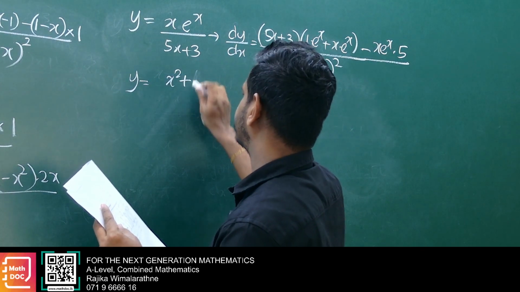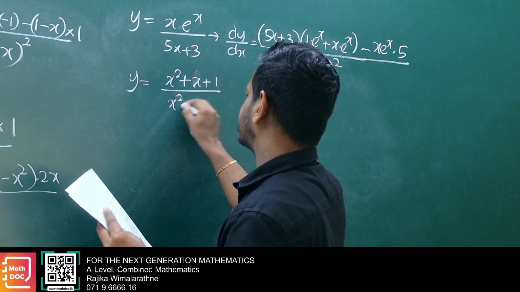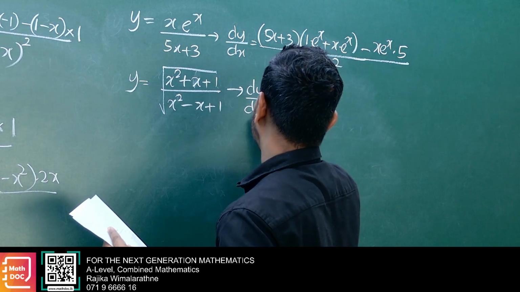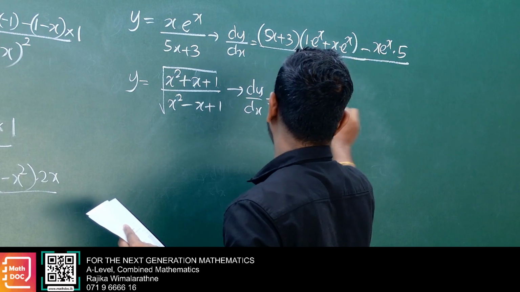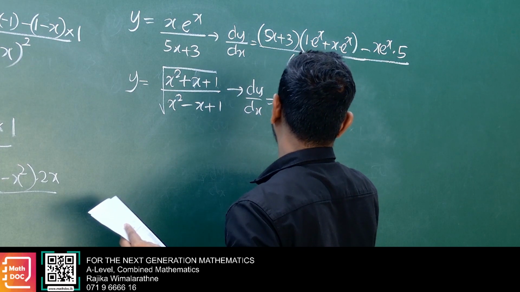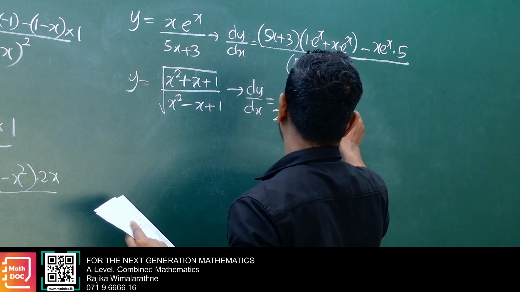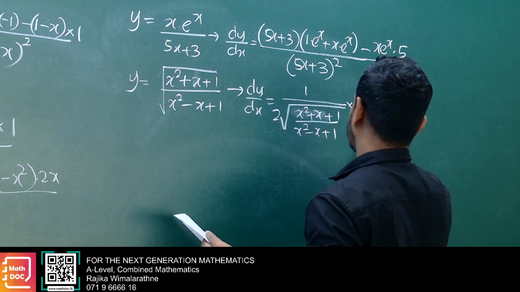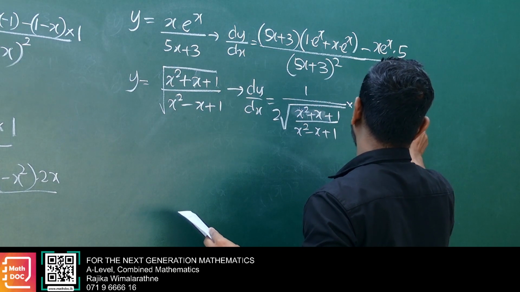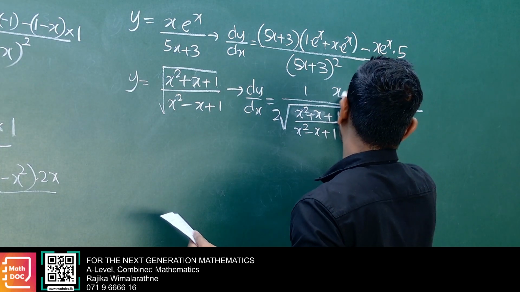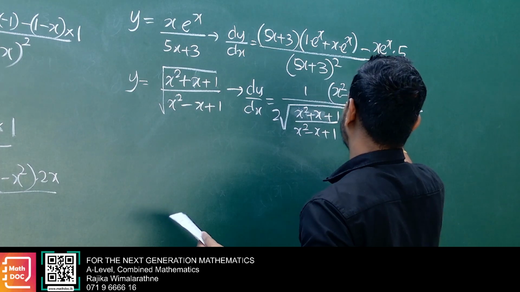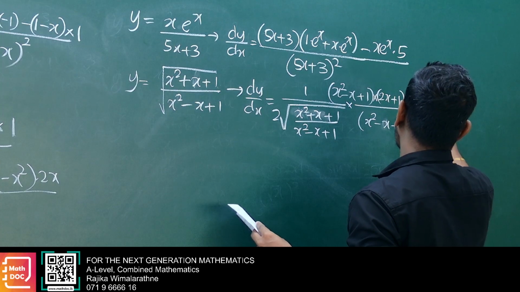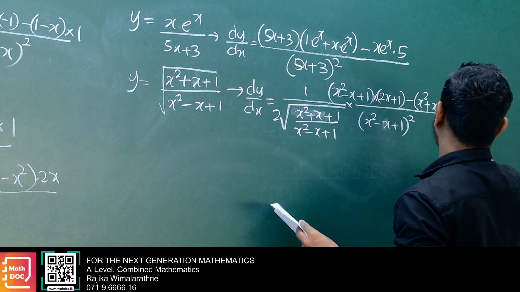x square plus x plus 1 over x square minus x plus 1, under a root. Then dy by dx is 1 over 2 square root of 1 plus x squared plus x plus 1 over x square minus x plus 1, into the division. Denominator square, denominator times derivative of numerator minus numerator times derivative of denominator.